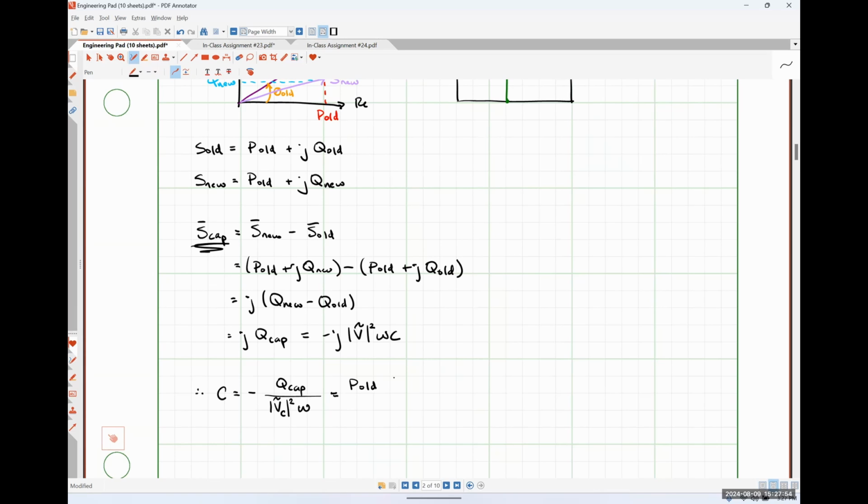Okay. So P old times the tangent of theta old minus the tangent of theta new, divided by the magnitude of the voltage across the capacitor squared times omega. This is what tells us how to size a capacitor based on our old power factor, which is related to theta old, and our desired power factor, which is related to theta new.